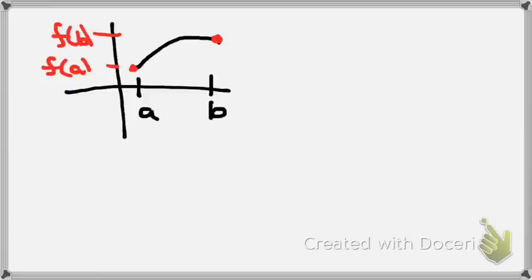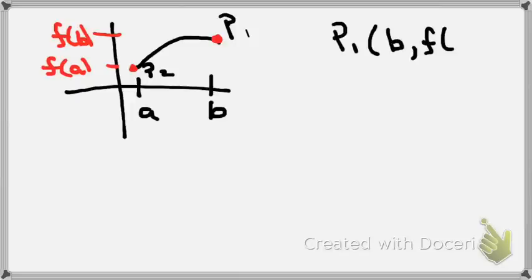So what are the coordinates for the 2 points? Well, we have one point that's on the graph. I'll call that P1. This one is P2. So what is P1? P1 has coordinates B and f of B. And P2 has coordinates A, comma, f of A.